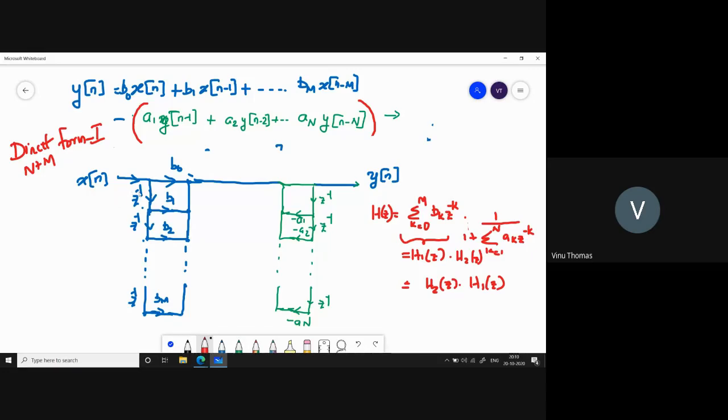Now you have seen that H(z) is equal to H1(z) into H2(z), where H1(z) implements the zeros and H2(z) implements the poles, or in other words, H1(z) implements the numerator and H2(z) implements the denominator. So you can reverse the order of multiplication, as multiplication is a commutative operator, which means we will take H2(z) first and then H1(z). I will do a rearrangement of this now like this.